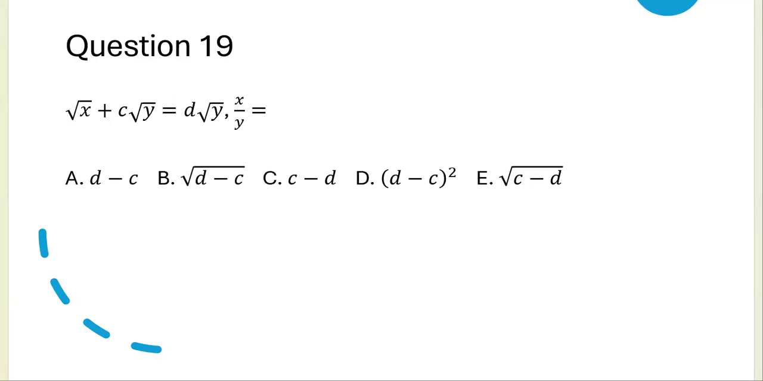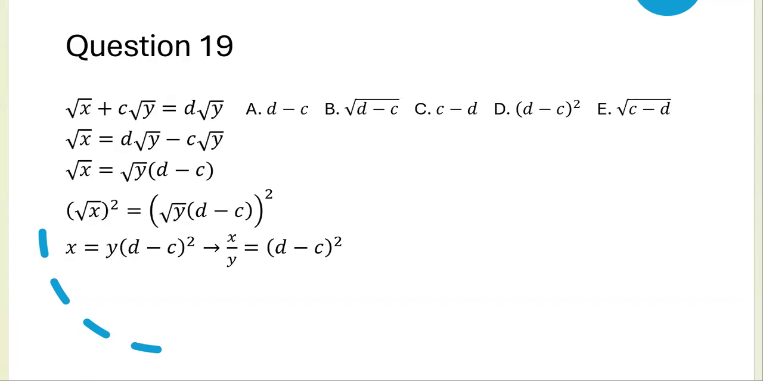Now we have this one. Square root of x plus c times square root of y equals d square root of y. So what is x over y? Okay, so let's combine like terms first. Let's move c root y to the right-hand side. And then we can factor out the square root of y right here. Divide by square root of y. Oh, I guess I didn't do that yet. I squared both sides first. Okay, so I have here. And then divide by y on both sides. So x over y is d minus c squared. And that's it.